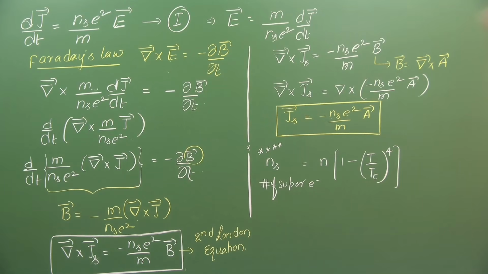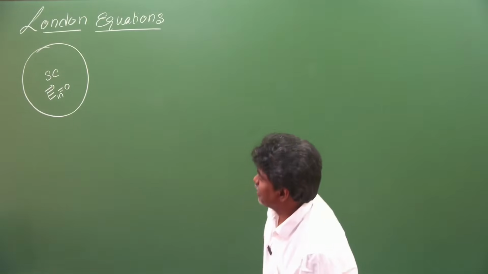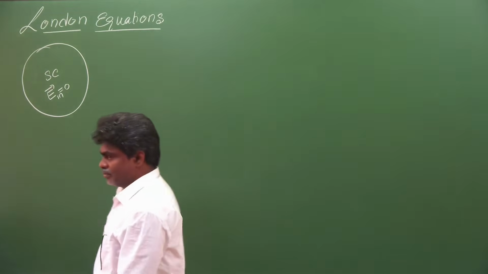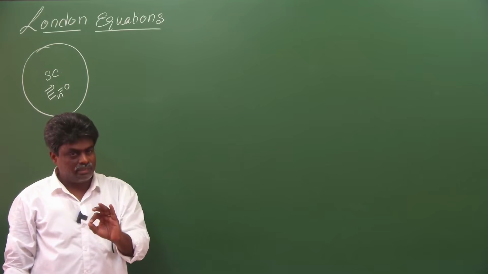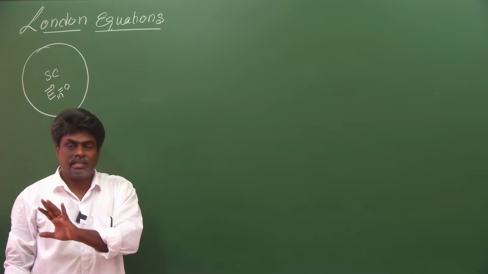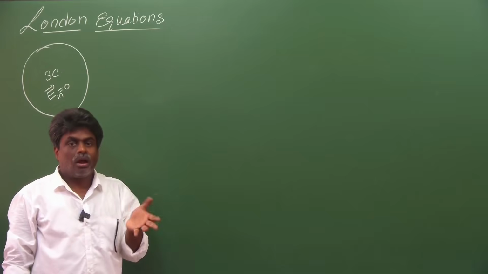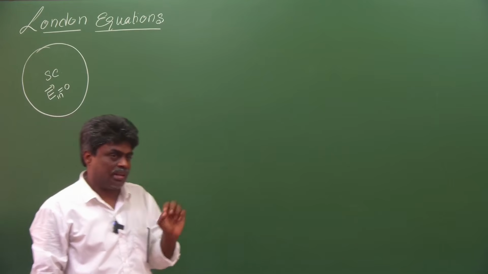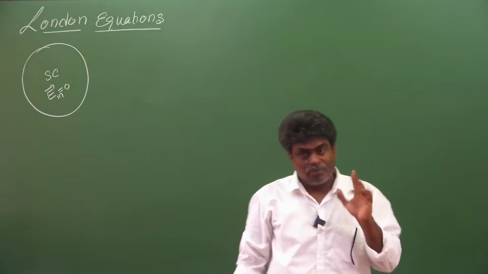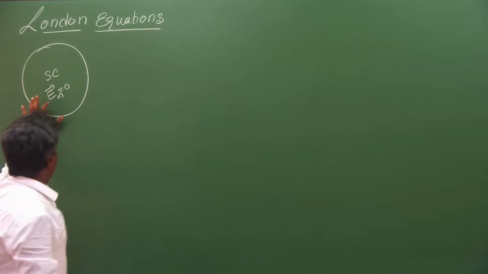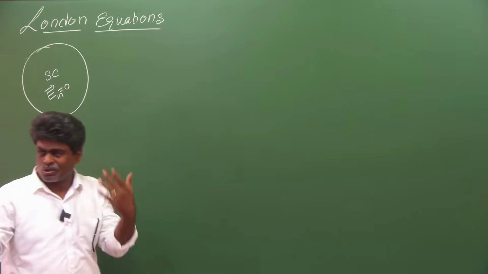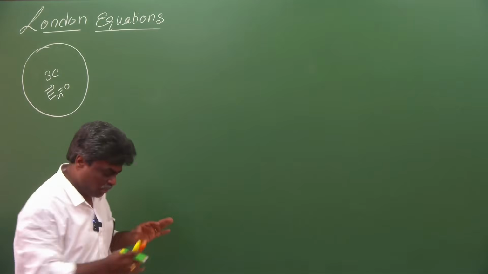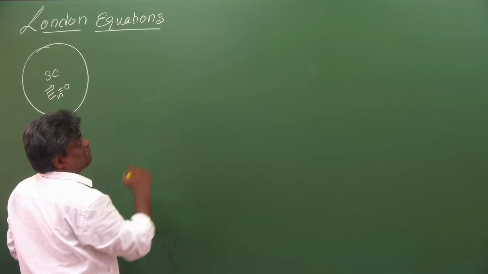Now listen. Again, what is your aim? You have to know the reason why the magnetic field is decreasing, or how it is varying. We already know that in a superconductor, the electric field inside is zero. For a normal conductor or superconductor, the electric field is zero. Already I have taken Faraday's law.